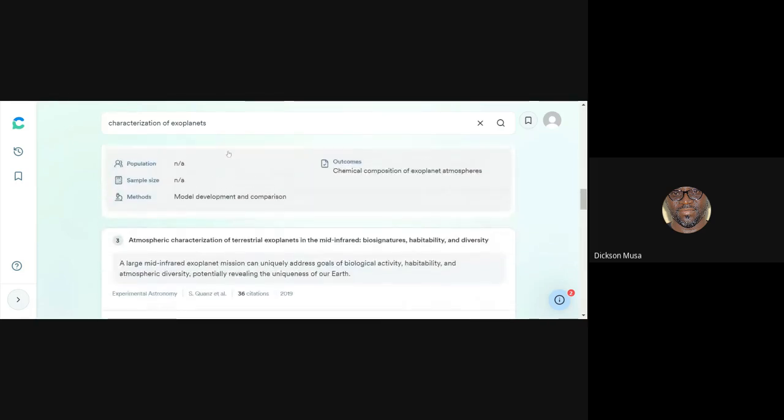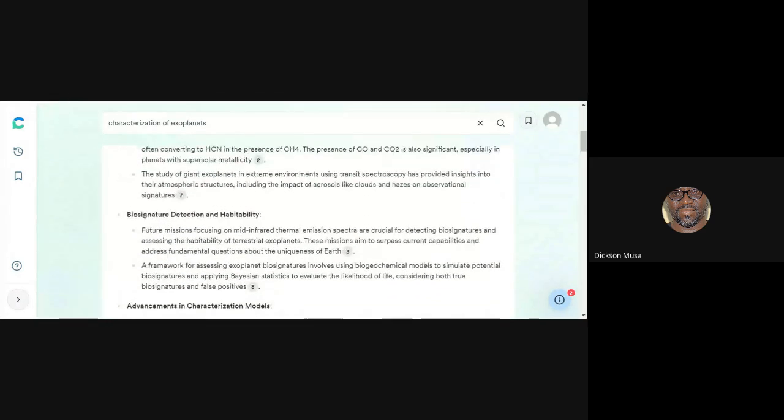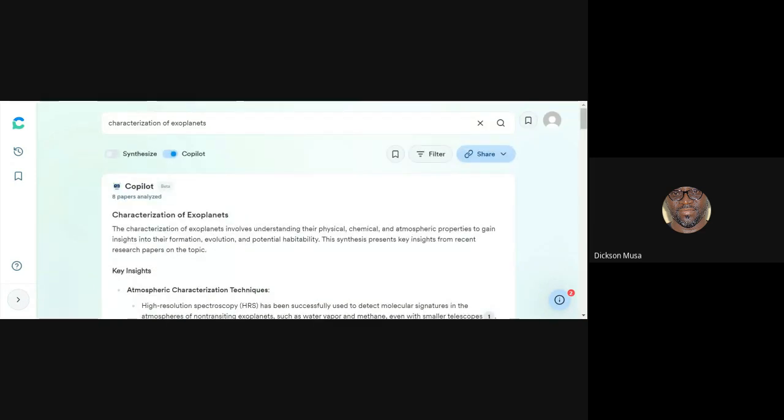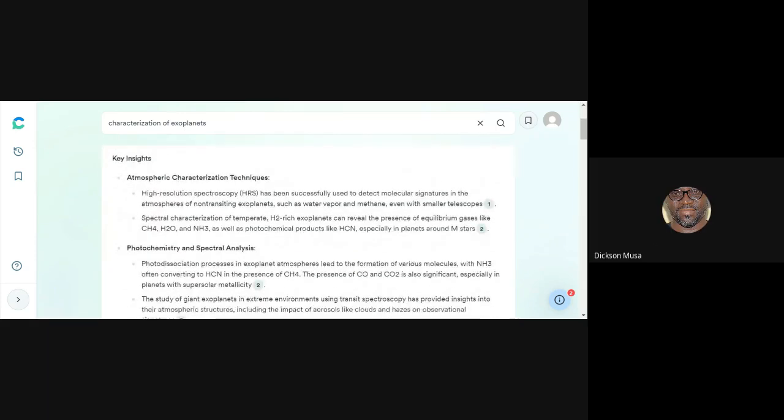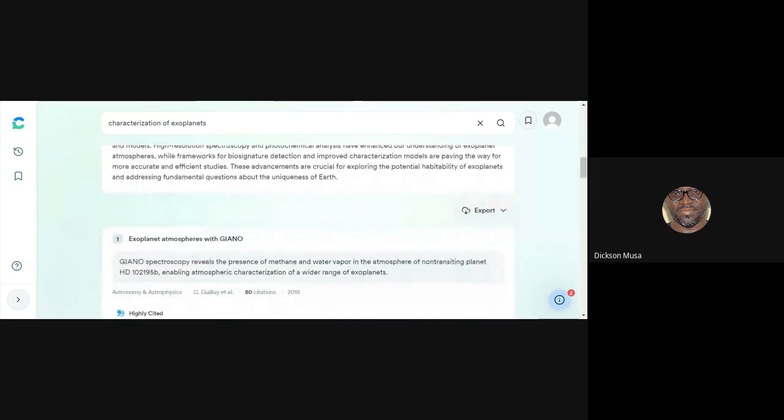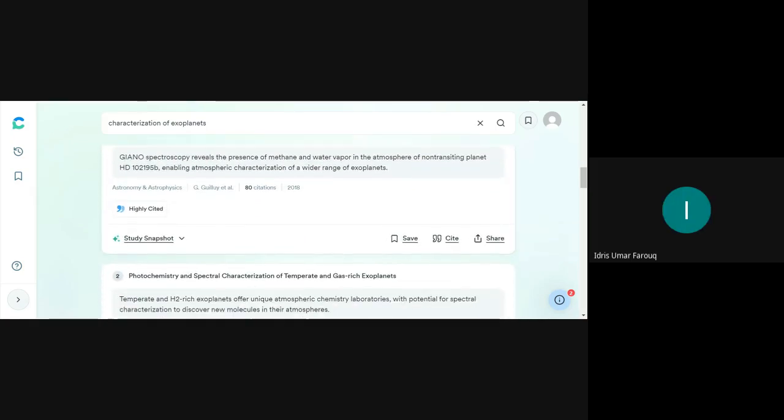Now, see, compare this with Google Scholar. We've been using Google Scholar all this while. We tell our students, don't use Google, use Google Scholar. Google will give you wrong information, but go to Google Scholar. Now, the Google Scholar you get there, you will start sweating. There's information overload.